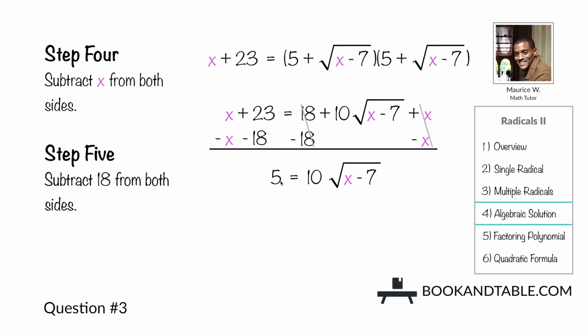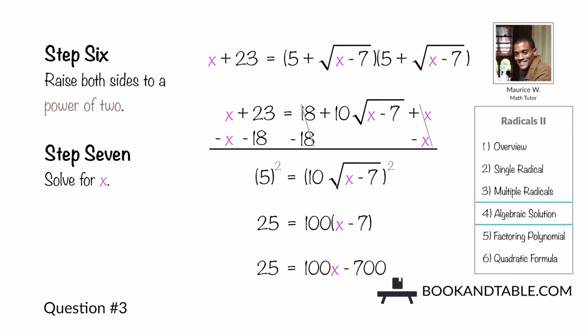So once we remove the first radical and move the other terms to the left side, we are left with 5 is equal to 10 radical x minus 7. And now step 6, raise both sides to a power of 2 to get rid of this radical. When we do so, 5 squared equals 25. And on the right side, 10 squared equals 100. The radical times itself gives us x minus 7.